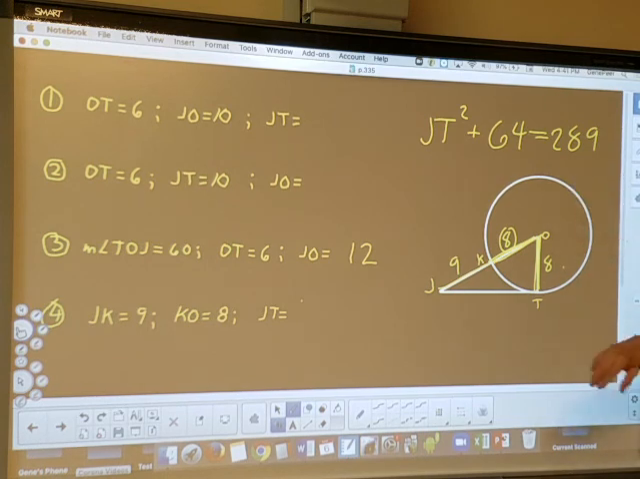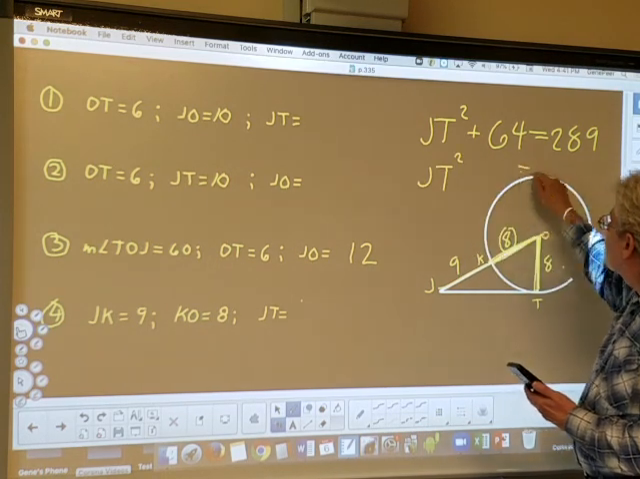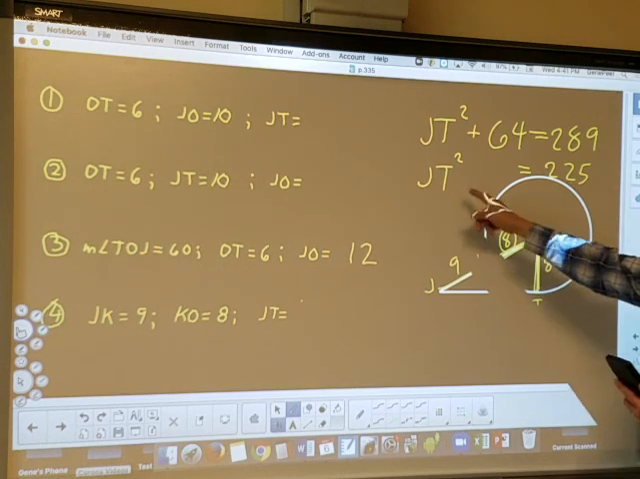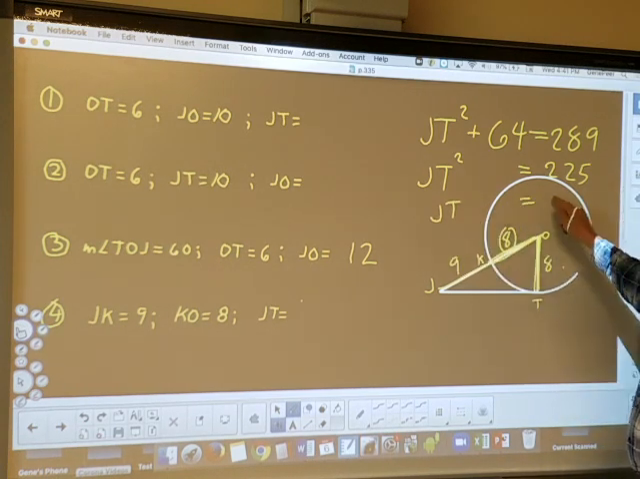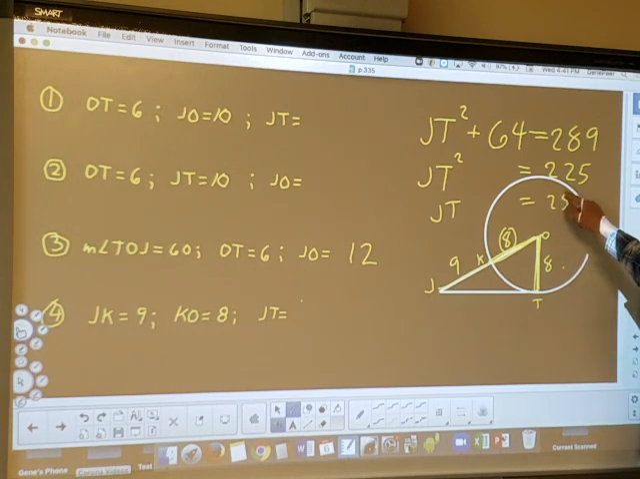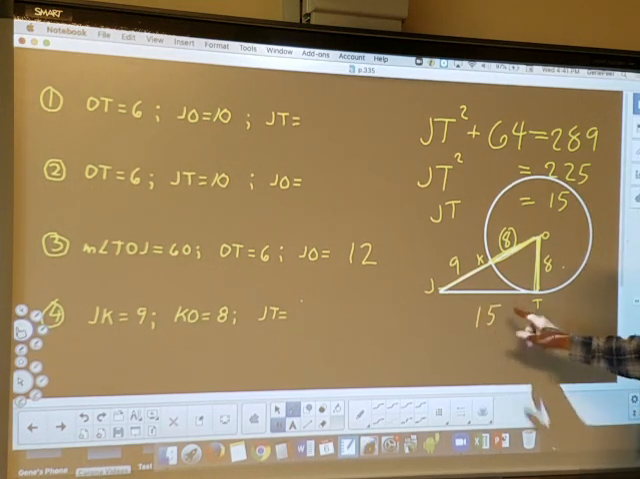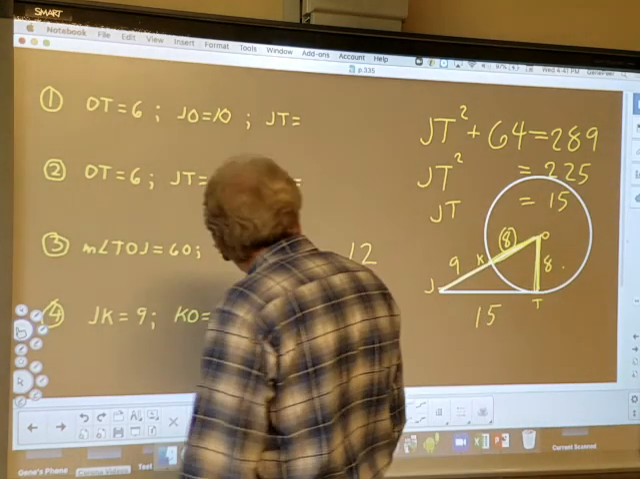All right, subtract 64 from both sides. We get JT squared equals 289 minus 64, which is going to be 225. Oh, how nice, how convenient. Because we happen to know if JT squared is 225, we happen to know what JT is. It's going to be 25. Because, no, it's not, it's going to be 15. Having mathematical issues today. Because 15 times 15 is 225. So this is 15. And we're done with that one. That's number 4.